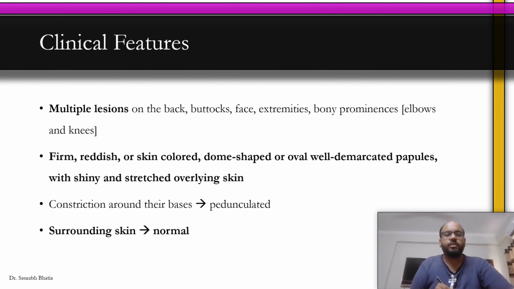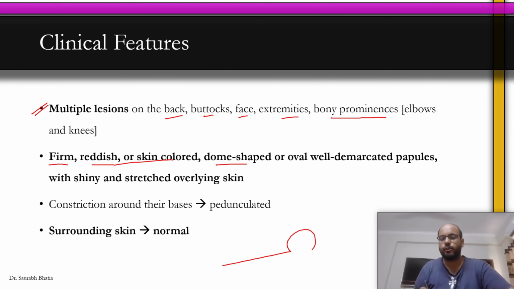Now, in clinical features, we see multiple lesions. In histoid leprosy, multiple lesions are involved. There are multiple nodules and plaques over the whole body, especially over the back, buttocks, face, extremities, and bony prominences like elbows and knees. Individual nodules are described as firm, reddish or skin colored, dome shaped, or oval, well demarcated papules with shiny and stretched overlying skin. The overlying skin is stretched.